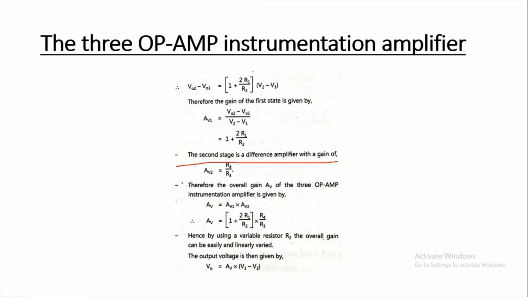R4 by R3, meaning RF by R1. Here RF is equal to R4 and R1 is equal to R3. So AV2 is equal to R4 by R3.